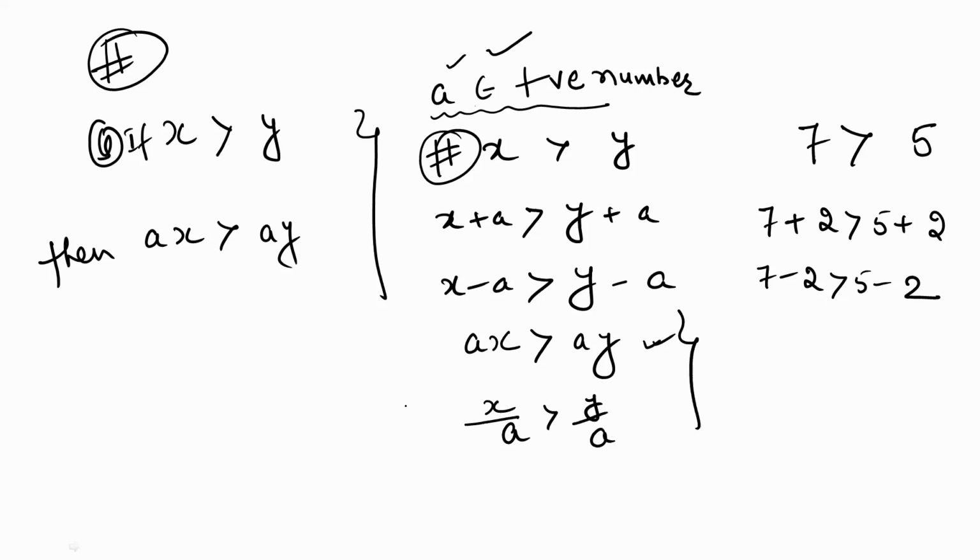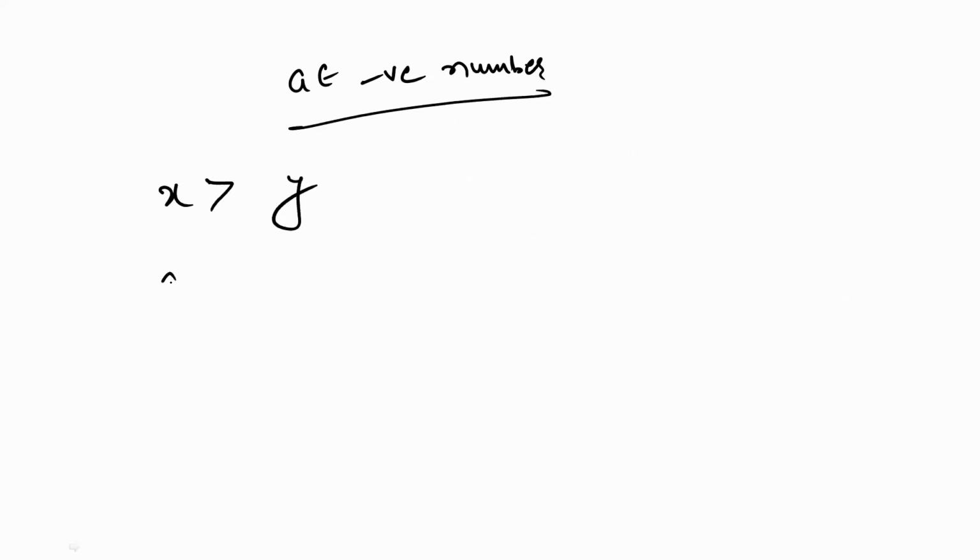Now what happens to the negative value? Means a belongs to negative values. Then if x is greater than y, and you multiply, then the inequality sign will change.